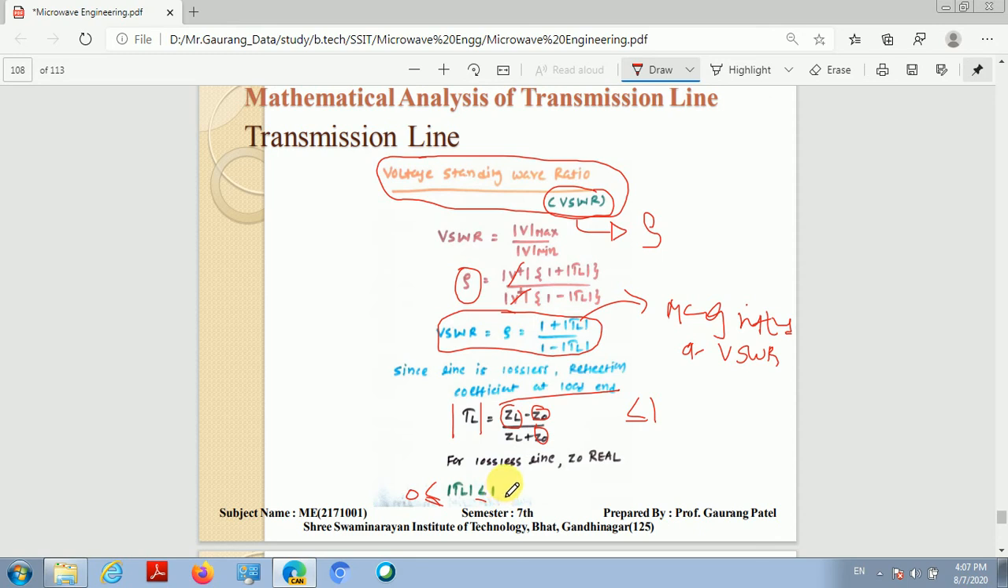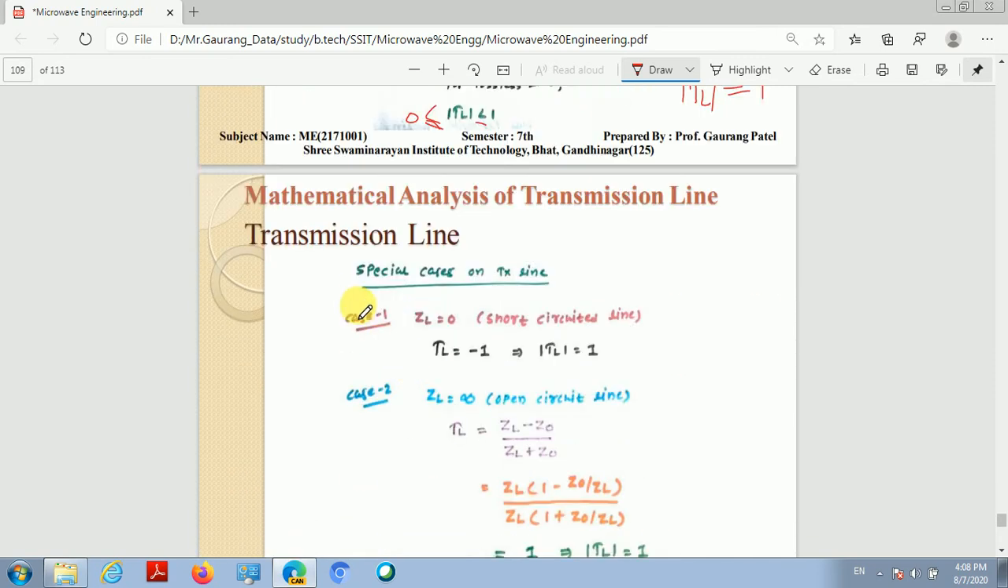Now, in most of the cases, this reflection coefficient is less than 1, but in some special cases, its value is equal to 1. So, in most of the cases, the magnitude of the reflection coefficient is less than 1, but in some special cases, it is equal to 1, and that depends on the load impedance, or terminating impedance. So, what are those special cases in which the magnitude of the reflection coefficient is 1? Let's discuss. There are some special cases on the transmission line for which the magnitude of the reflection coefficient is 1, and that basically depends on the terminating impedance.